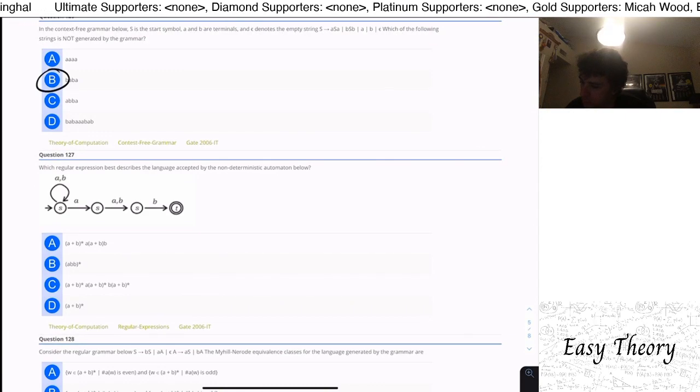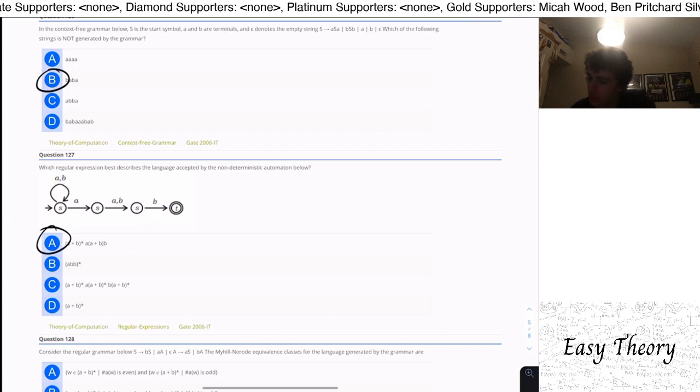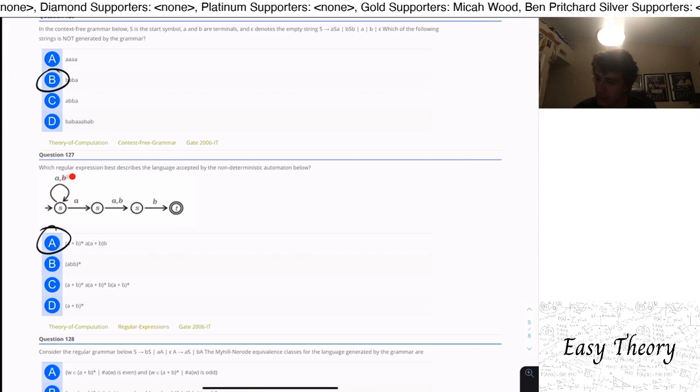Which one describes this? So this one's pretty easy. It's A because this is A B star, A plus B, B, and there's nothing else after that.